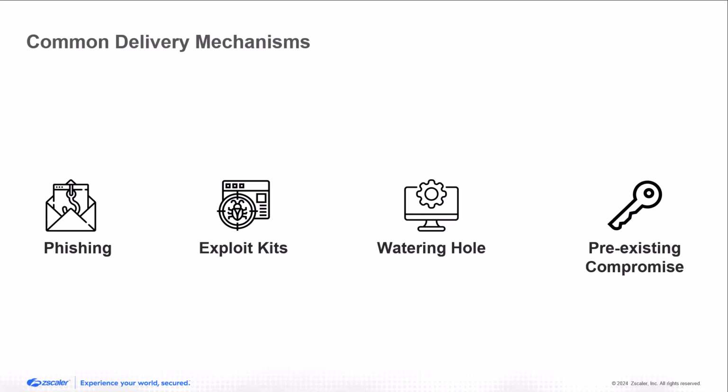What are some of the common delivery mechanisms? So the most common delivery mechanism that we have seen is phishing. Phishing, specifically when you're delivering a file, is called spear phishing. This is using email to deliver malware either as an attachment to that email or a link where the user will click and, unbeknownst to them, the specific file will download. This is the most common delivery mechanism used today.